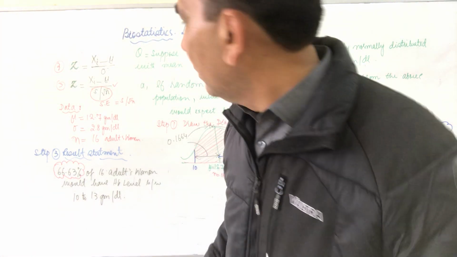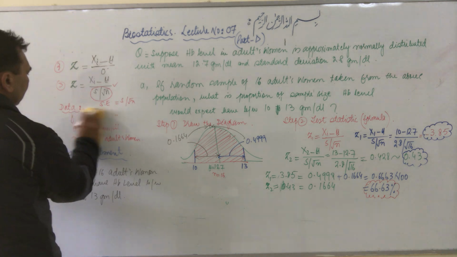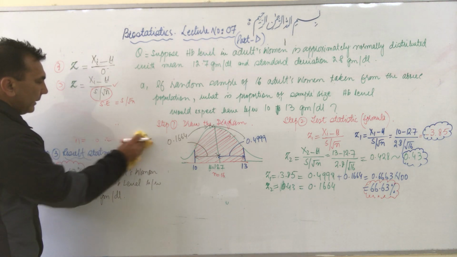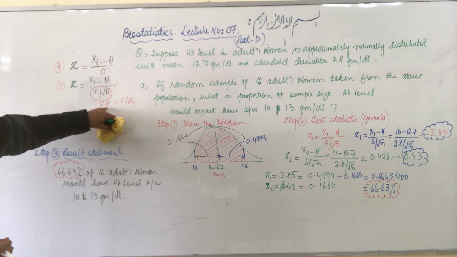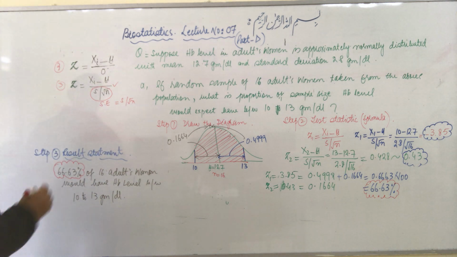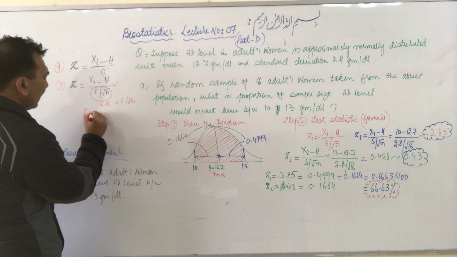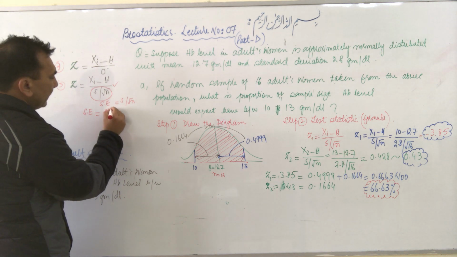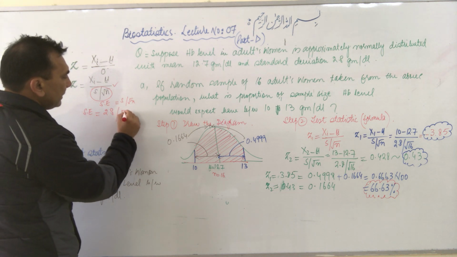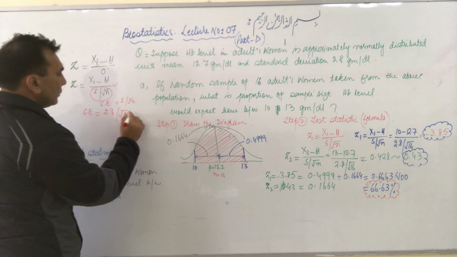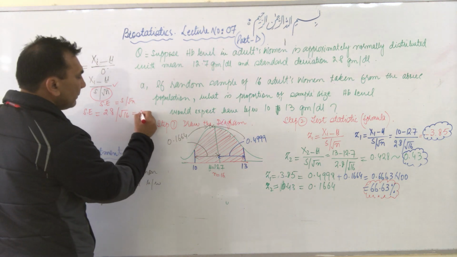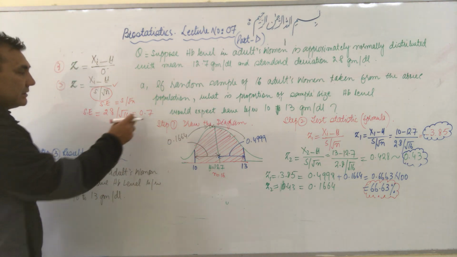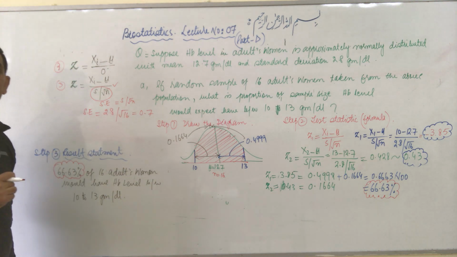Now, how much is the standard error? It depends. The standard error depends on the sample size. Suppose the standard deviation is 2.8 and we divide by the square root of 16, which is 4. The result will come up as 0.7.